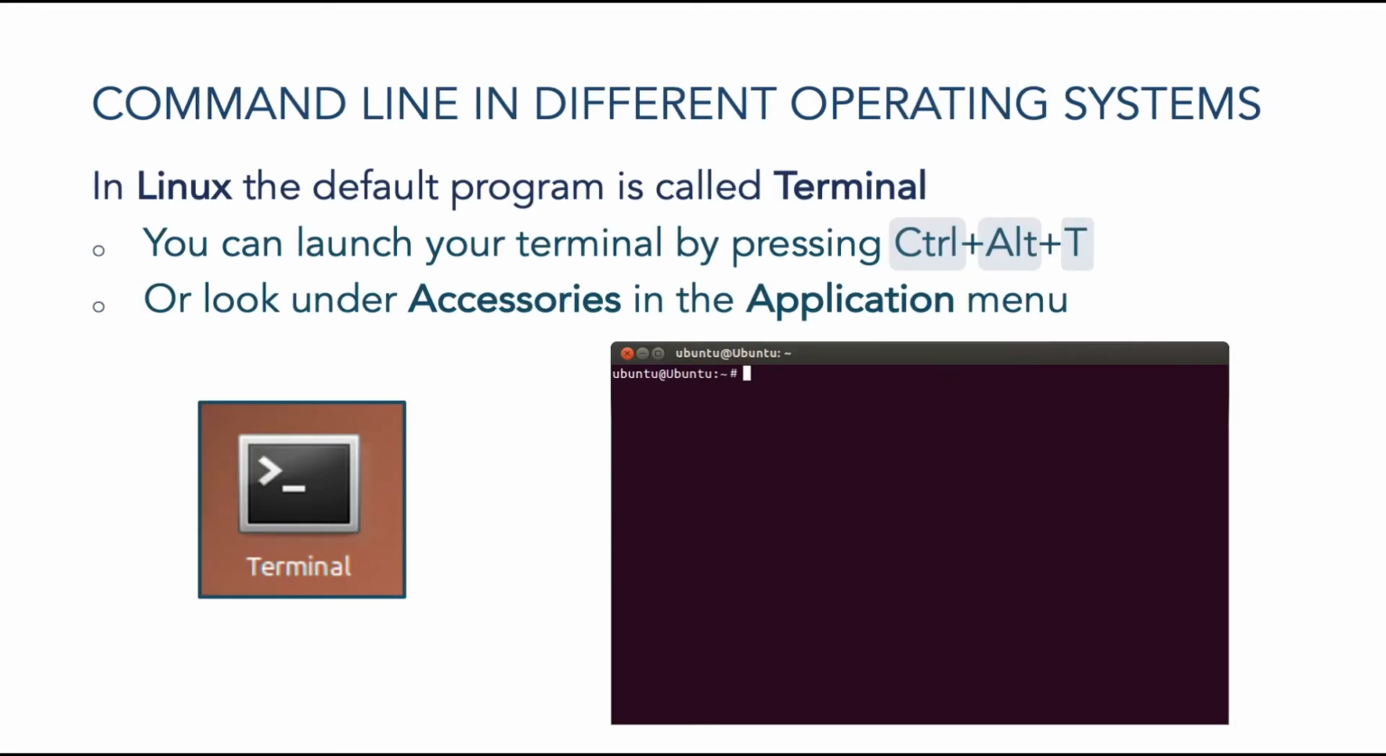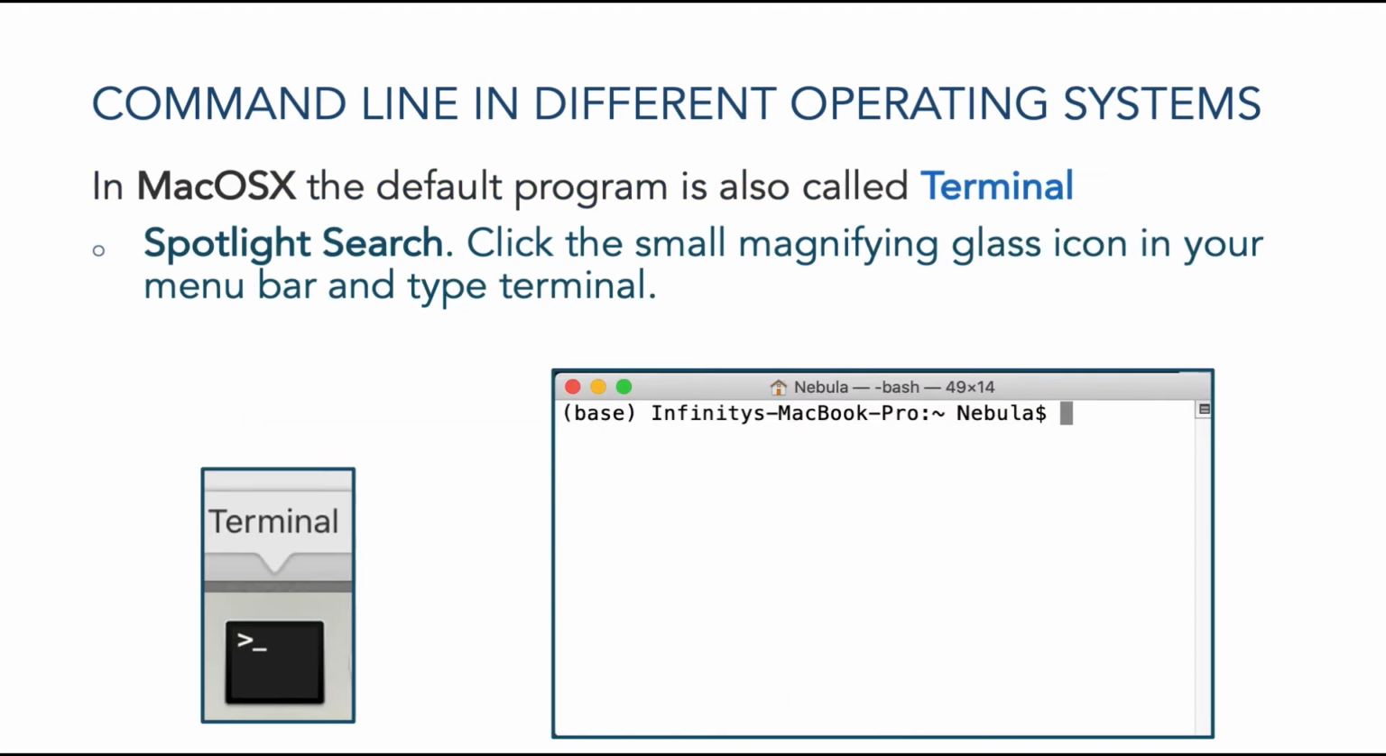In Linux, there are different programs that you can download to run a command line. The default program is called Terminal, and you can launch it by pressing Ctrl-Alt-T. You can also look under Accessories in the application menu.